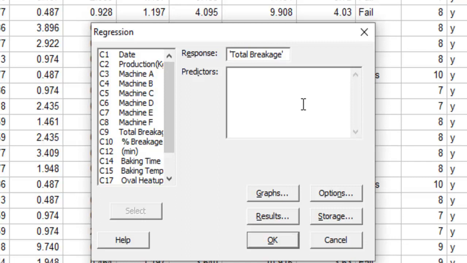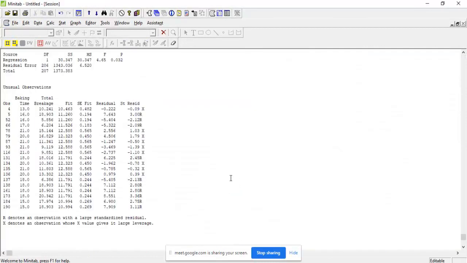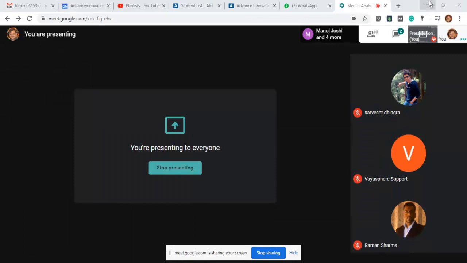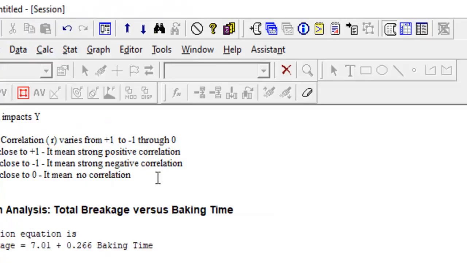मैंने उसको चूज कर लिया और X की जगह पे मैंने let's say machine A चूज कर लिया, या बेकिंग टाइम चूज कर लेता हूं. बेकिंग टाइम चूज कर लिया. I press OK. And I get whole lot of information.